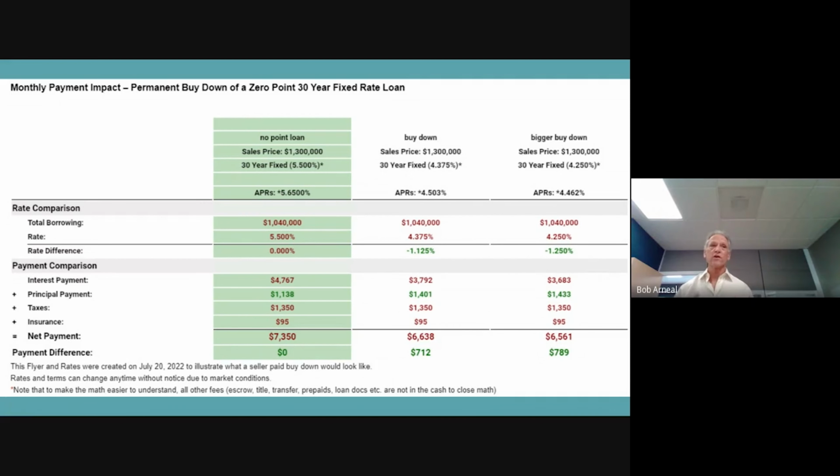Anyway, here's the point. You're 100% correct. Dropping the price $1,000 doesn't have the same impact as taking $1,000 and buying down the rate for 30 years. That's the important thing to note about this buy down approach. The next one we're going to talk about is going to be a little different, but this one is the most popular, which is why I led with it.